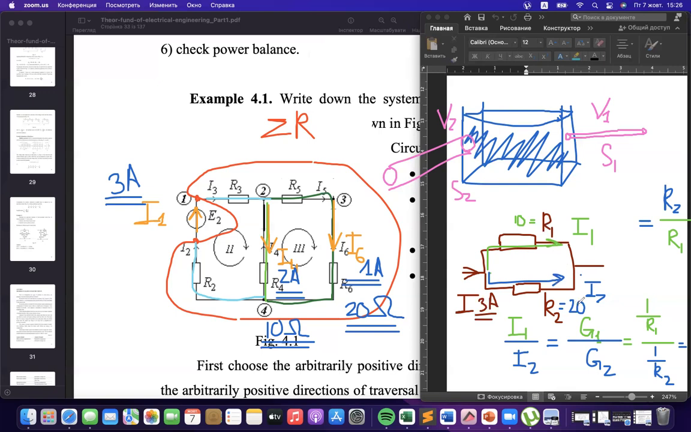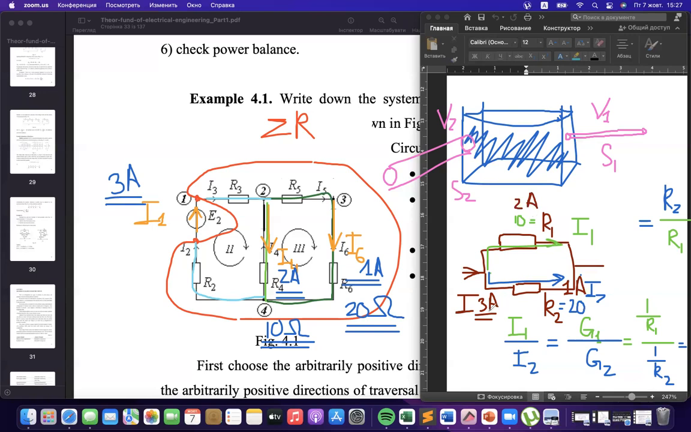In the ratio of their resistivities to each other. Then, if the resistivity ratio is 20 per 10, then the current will divide as 1 per 2, just the reverse proportion. 1 ampere will flow through the bigger resistivity, 2 amperes will flow through the smaller resistivity.